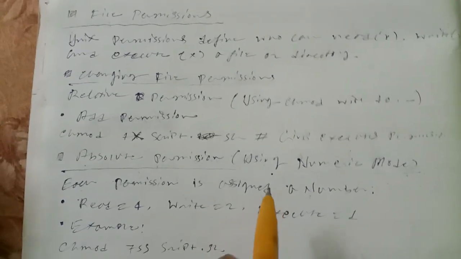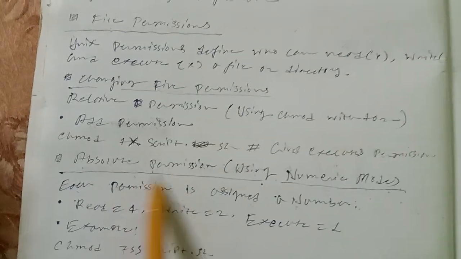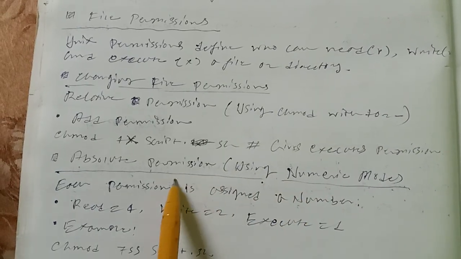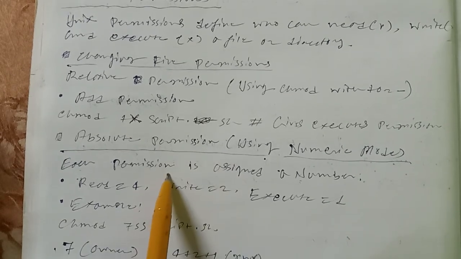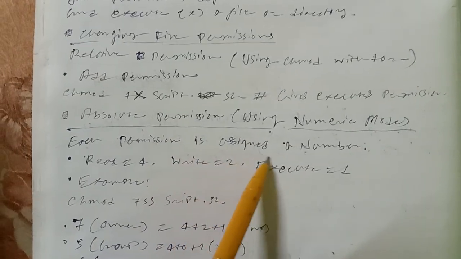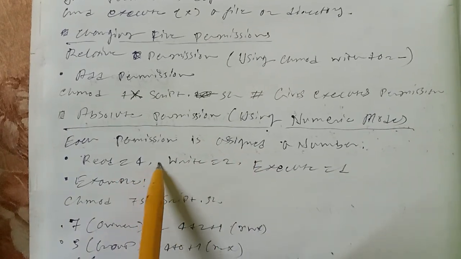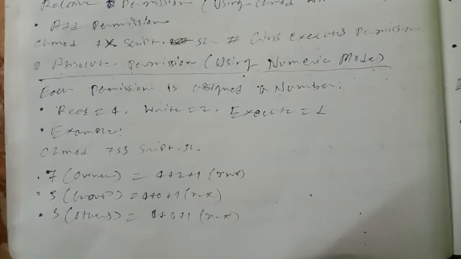Then absolute permissions, using numeric mode. Each permission is assigned a number. Read means 4, write means 2, and execute is 1. Example: chmod 755 script.sh.